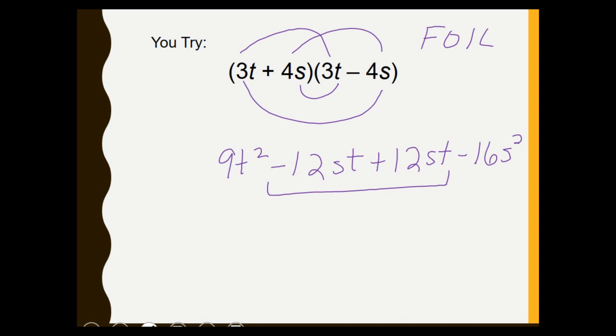Add the two like terms in the middle, and once again, they cancel out. Negative 12st plus 12st cancel out, and that leaves us with 9t squared minus 16s squared.